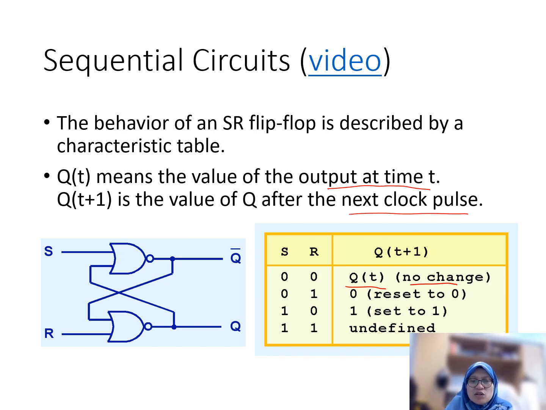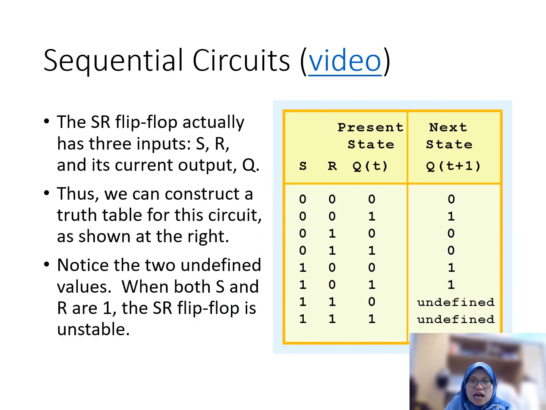If S is 0 and R is 1, it means reset. So it will be reset to 0. QT plus 1 will become 0. If set is 1 and reset is 0, it will be set to 1. And then if S is equal to R, which is equal to 1, it will become unstable. That's why it says undefined.